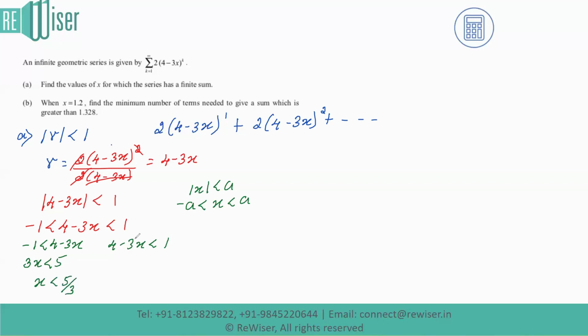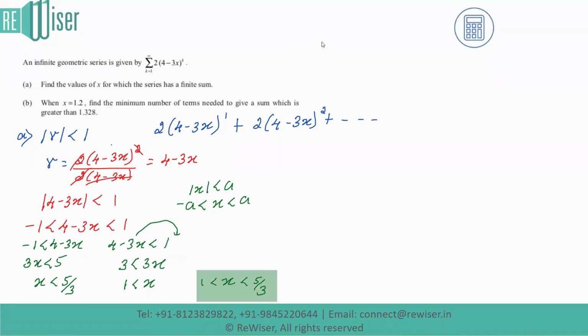And if I talk about this one, I'm going to take the 3x to the other side, and 1 to the left hand side. So 4 minus 1 is going to be 3, which is less than 3x. And 3 goes to the other side, so it gets divided by 3, 3 over 3 is going to be 1. So we are talking about x has to be greater than 1, but it has to be less than 5 by 3. Or we can also say x is between 1 and 5 by 3. And this is the right answer for part A.